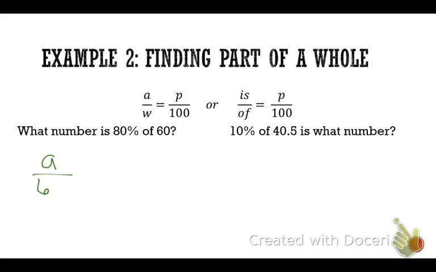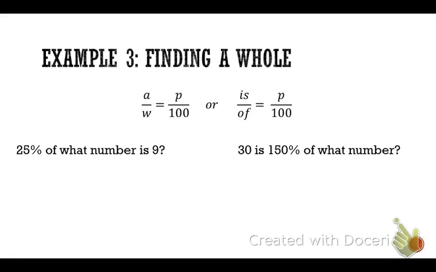Wait, hold on. Did I just go to the wrong slide? I'm on example 3 now. There it is. Okay, so A over W equals P over 100. So A is 9. That's not an A, that's a 9. Okay, 9 over W.